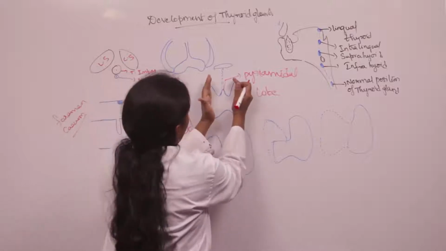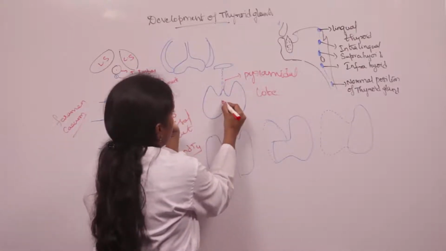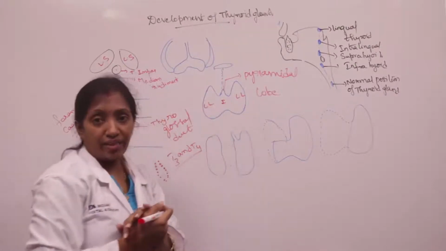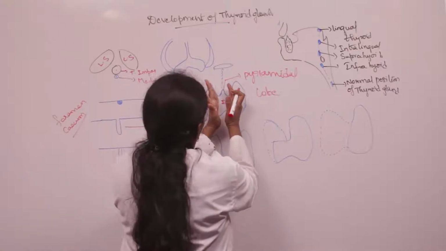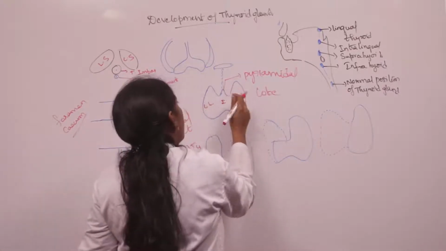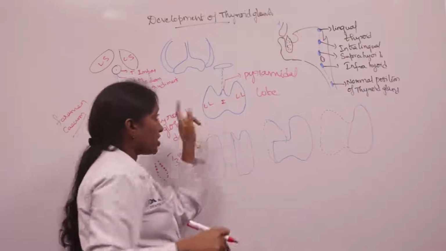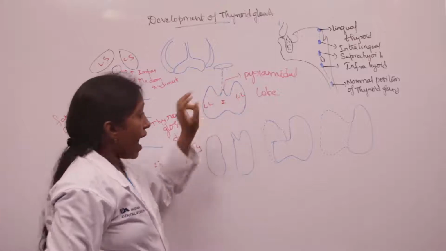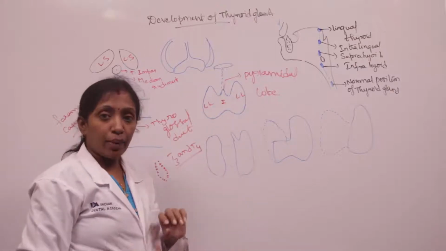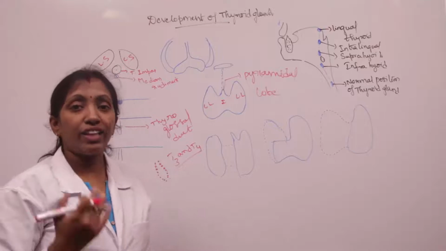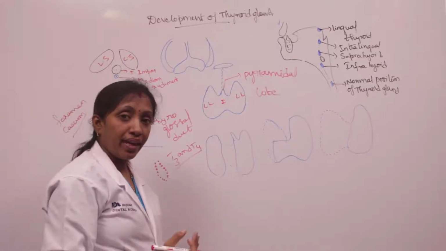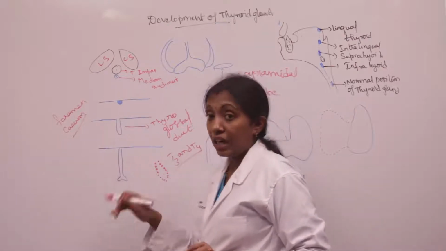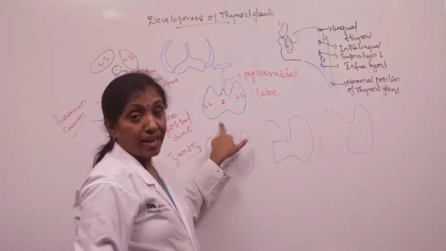We know that the two lateral lobes of the thyroid are connected by the isthmus. So this is the isthmus, and these are the lateral lobes of the thyroid gland. Here the pyramidal lobe gets attached to the isthmus, or sometimes to the lateral lobes of the thyroid gland also. And what is this pyramidal lobe? It is nothing but the remnant of the lower part of the thyroglossal duct.